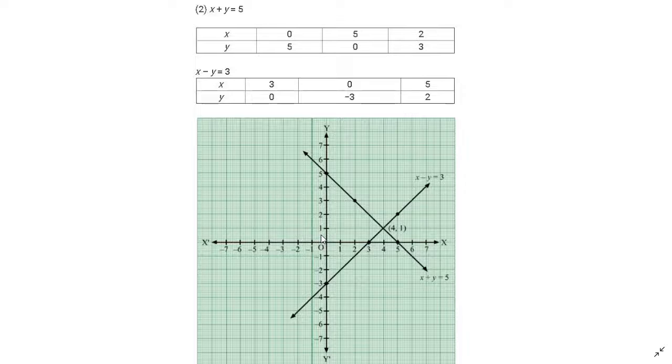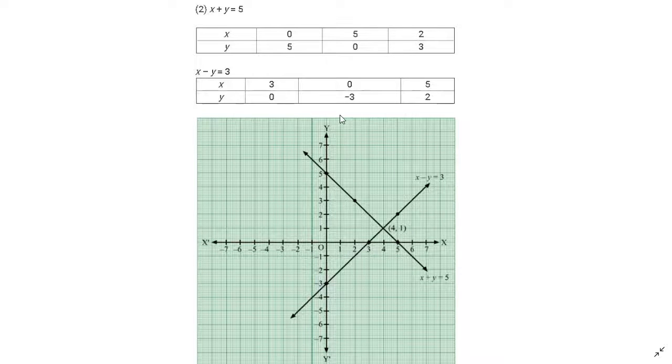This is equation number 2. x plus y is equal to 5 and x minus y is equal to 3. Similarly, complete this table by putting the simple values. When we put x as 0, we get y as 5. Then put x is equal to 2, get 3. Similarly, in this example, when we put y is equal to 0, x gets 3. X is equal to 0, y gets minus 3. Similarly, y is equal to 2, then x is equal to 5. These are the simple tables.